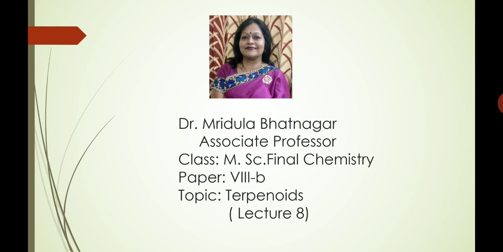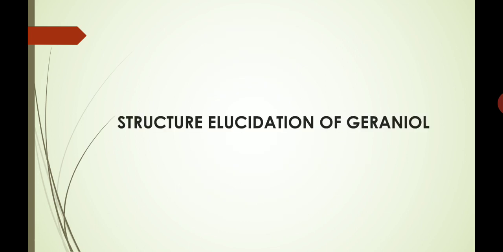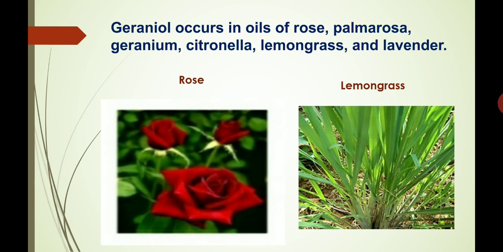In the chain of my lectures on terpenoids, today I will discuss the structure of geraniol. Geraniol occurs in oils of rose, palmarosa, geranium, citronella, lemongrass, and lavender.